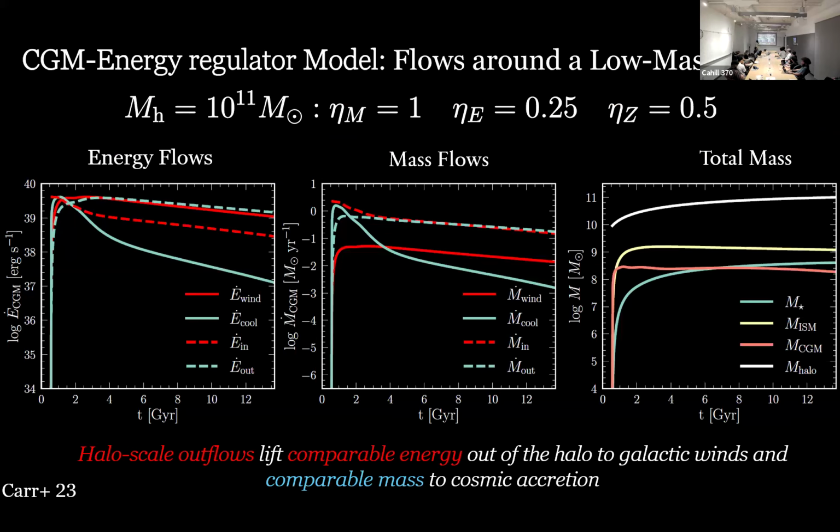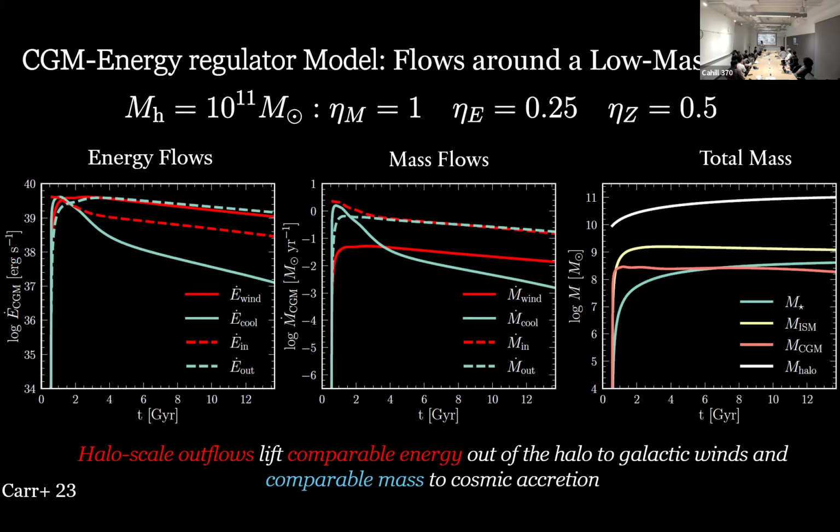So these are tracking the different flows for a 10 to the 11 halo mass system. So think a little less than the LMC scale and below. So this is tracking the energy flows, the mass flows, and the total mass of each component as a function of time. And so the disk halo interfaces, so think of the winds, the cooling, are the solid lines, the halo scale flows are the dashed lines.